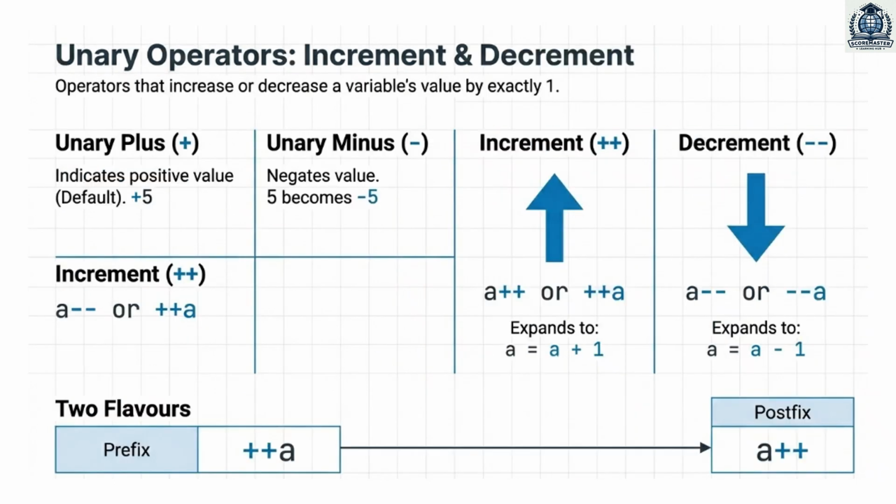Unary operators work on a single variable. Plus plus increases by 1, minus minus decreases by 1, while plus and minus indicate positive and negative values. The real trap: prefix, ++a, changes the value before use. Postfix, a++, uses the current value first. Mix this up, and your output will be wrong.